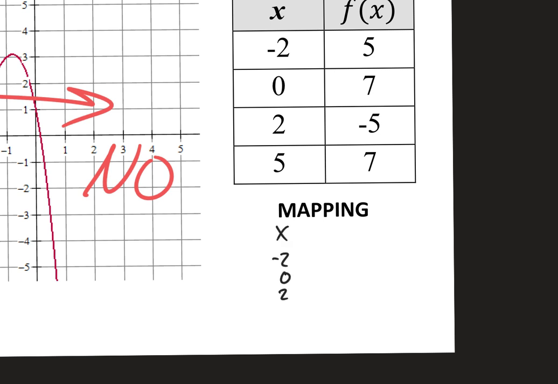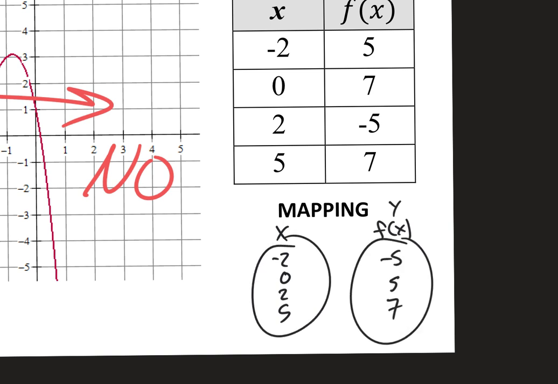So let's list all of my x values: -2, 0, 2, 5. And over here, all my f of x values, and I'll list them in order. You could also call them y values: -5, 5, and 7. So we got these two groups, okay? And if I map all these, -2 gets me a 5. 0 gets me a 7. 2 gets me a -5, no problem there.